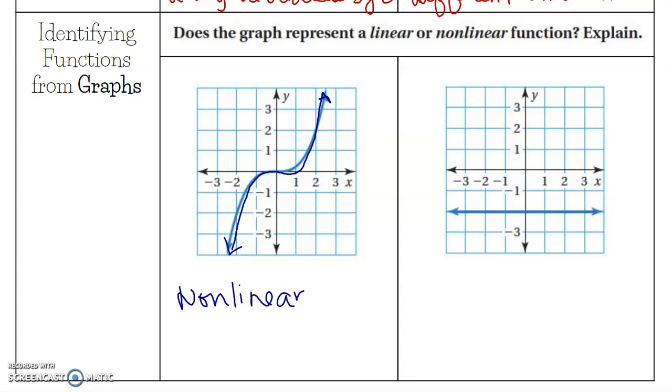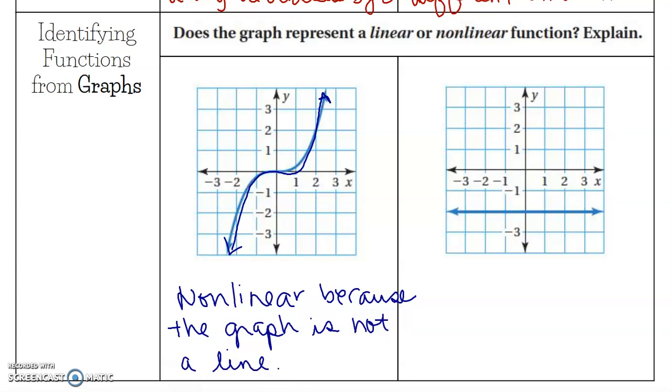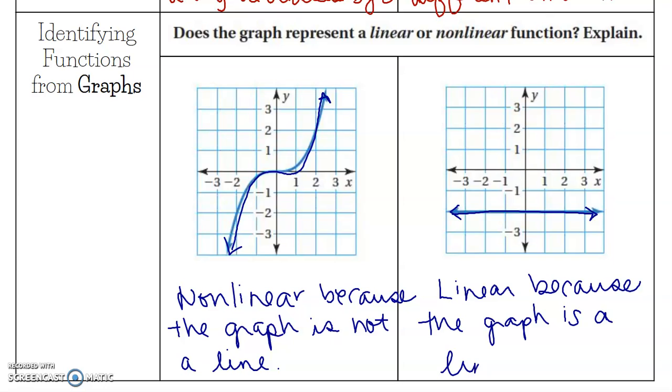It's a nonlinear function, and that is because the graph is not a line. Okay, and then when we look at the next example, we see that it is a straight line. It is actually a horizontal line. So we know this one is linear because the graph is a line. So that one we can just look at the graph and determine if it is or isn't.